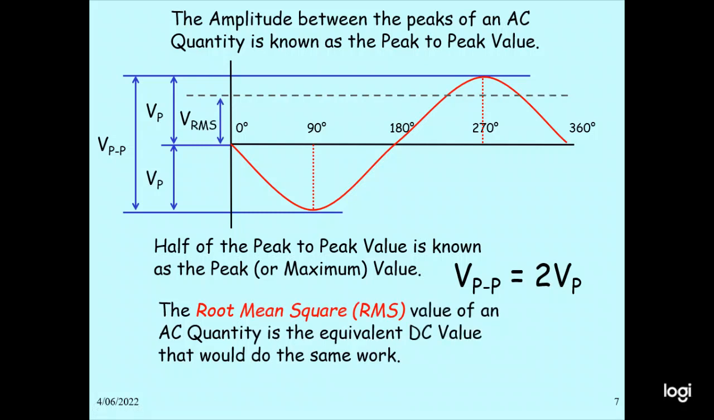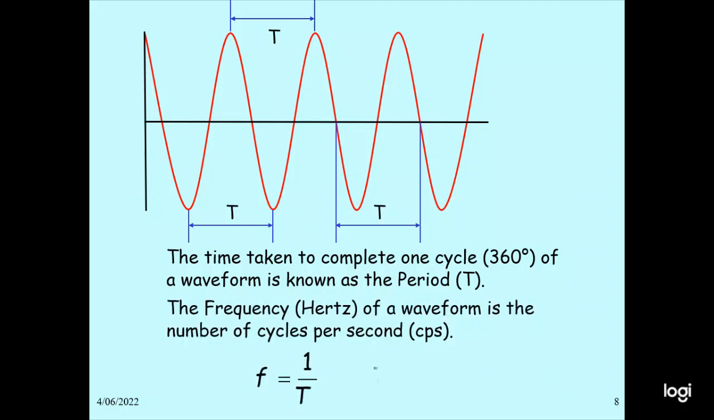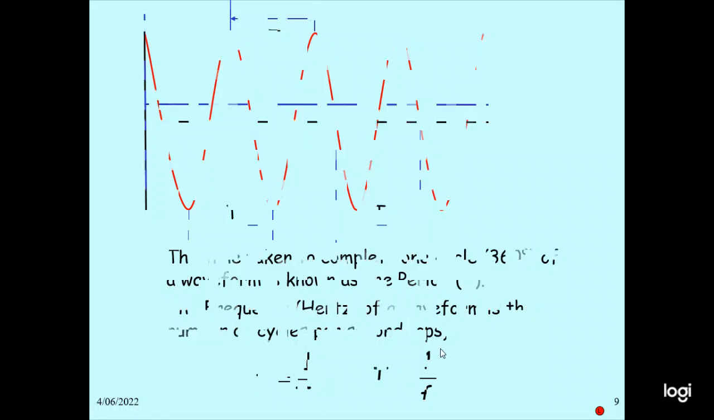The root mean square value of the AC quantity is the equivalent value to the DC value that would do the same work. So VP divided by the square root of 2 gives the RMS. The time taken to complete one cycle of 360 degrees is the period T. So this is the period T. The frequency of the waveform is the number of cycles per second. So f equals 1 by T, and T equals 1 by f.